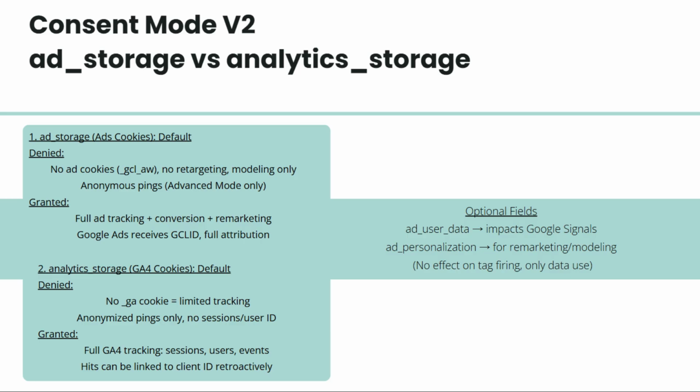Instead, Google has to later use modeling to attribute conversions. Updated consent granted. When a user gives consent for ads, in other words, they allow marketing cookies or personalized ads, ad storage is updated to granted. From that moment, Google Ads marketing tags can set and read cookies normally.